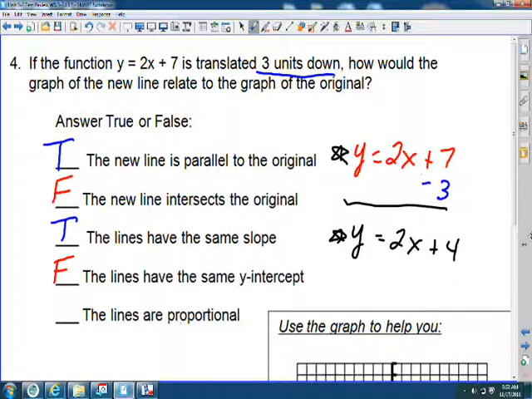Then it says the lines are proportional. Well, what does proportional mean? Remember, it means it goes through 0, 0, that the constant is 0. Well, that's not true because these are 7 and 4, so this is false.